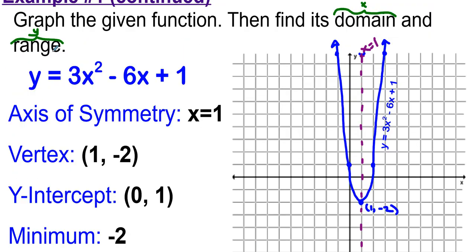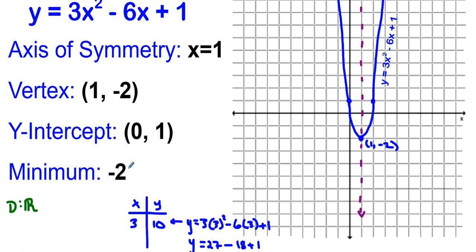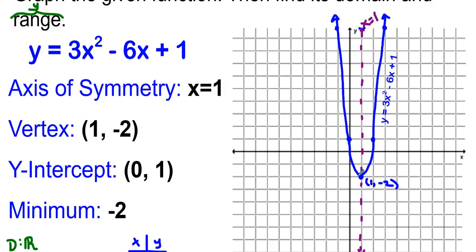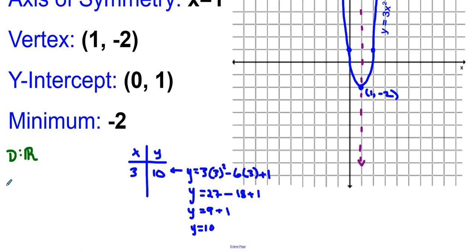The range, the set of all possible outputs or y-coordinates. The lowest height here is negative 2. This minimum tells me that the lowest height is negative 2. It goes up from there, and it goes up from there forever. So the range is the set of y such that y is greater than or equal to negative 2, because negative 2 is my lowest height in my graph. So all the other points have heights above negative 2. They're all greater than negative 2.